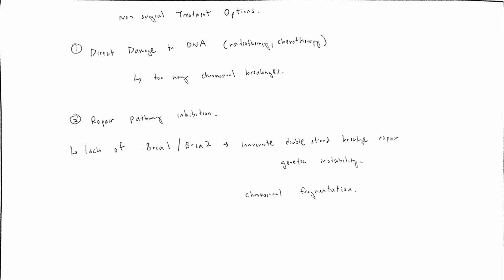Another option is to use drugs that directly inhibit the DNA repair pathways that cancer cells use. Many cancer cells don't have the BRCA1 or BRCA2 tumor suppressor genes that are present in normal cells. As a result, they have to use some other repair pathways such as NHEJ in order to maintain DNA stability. This will kill the cancer cells from chromosome fragmentation when they're attempting to actually divide.